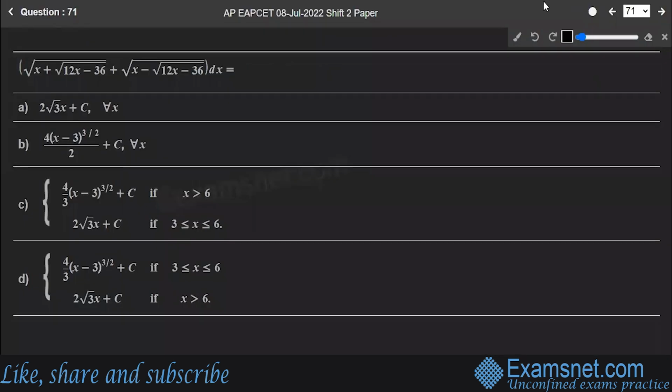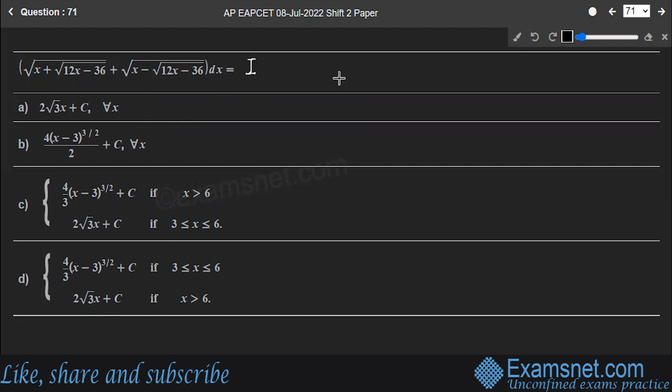Question number 71. So now this is an integral problem. Actually, this is equal to I. So you have to find out the integral of the function, this whole root thing plus the whole root thing, dx, is equal to some integral function I. You have to find out the value.